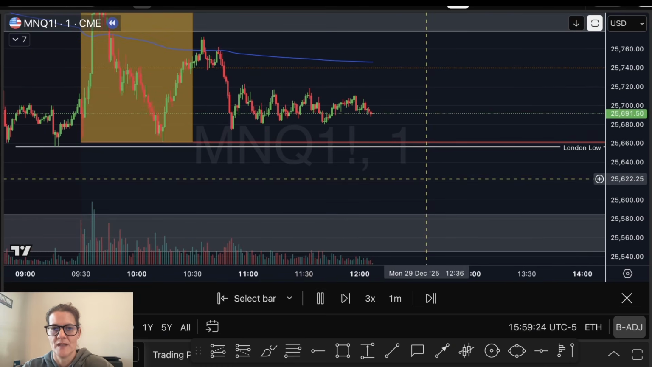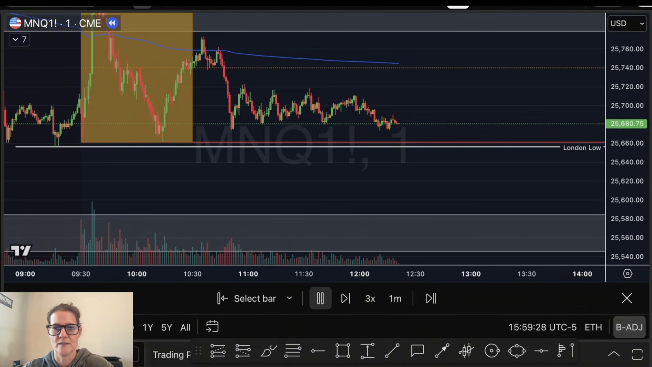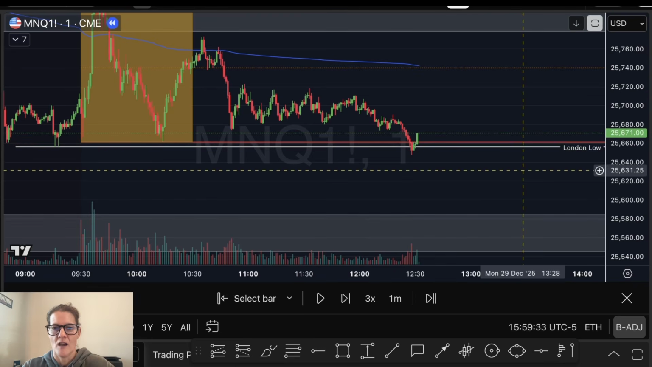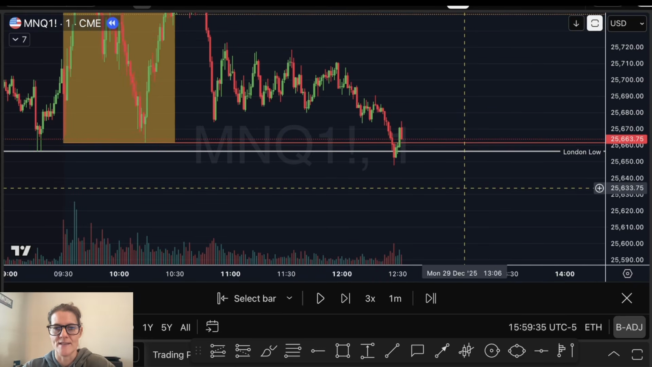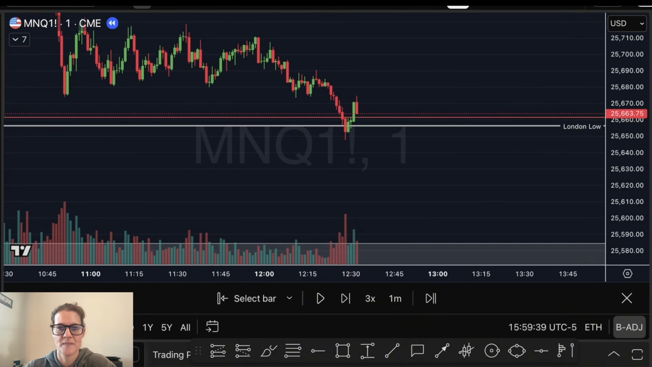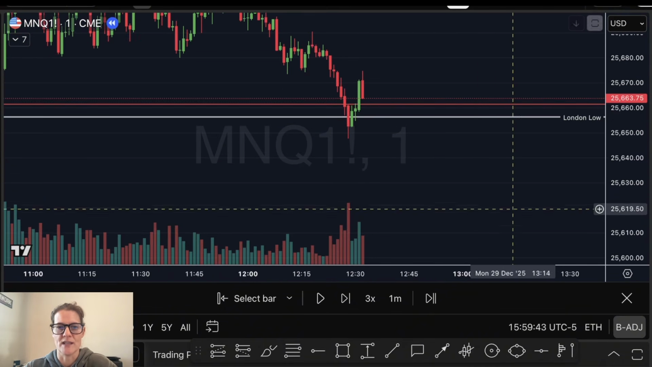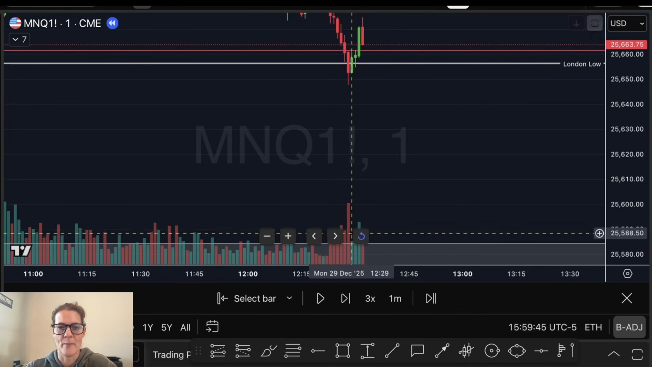All right. It's gonna happen here in just a second, coming down to that level. You can see it approaching. Once it gets there, I'll pause and show you. All right, so there is that wick that I'm talking about. It actually came below that level and it wicked out of it. And then you can see there was a pretty aggressive buy up out of it.